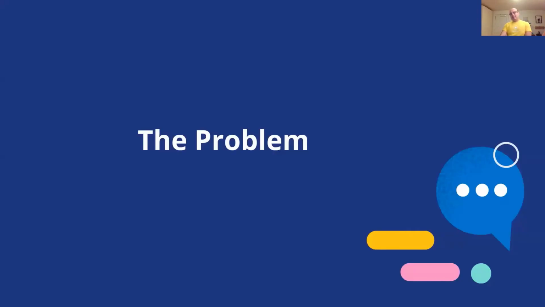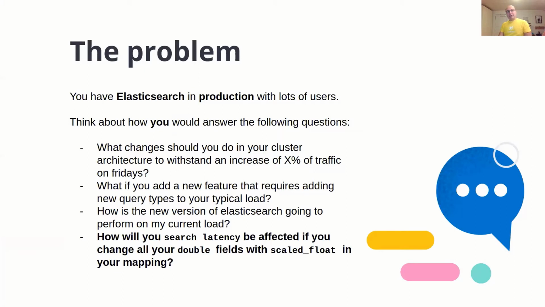Let's talk about the problem. You have Elasticsearch in production with lots of users. I want you to think about how you would answer the following questions. What changes should you do to your cluster architecture to withstand an increase of X% of traffic on Fridays? What if you add a new feature that requires adding new query types to your typical load? Or how is this new version of Elasticsearch going to perform on my current load?